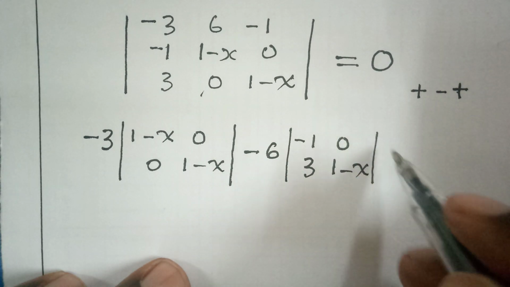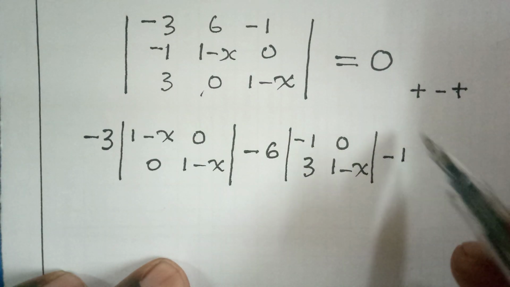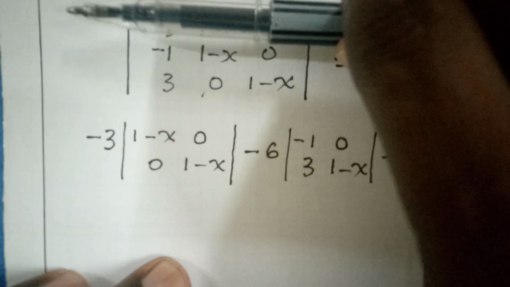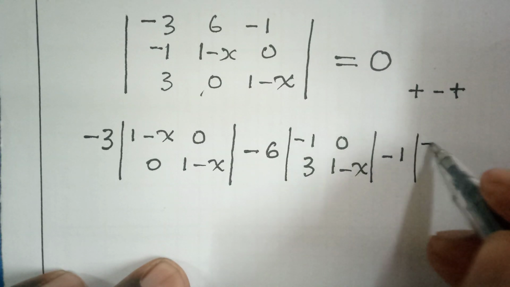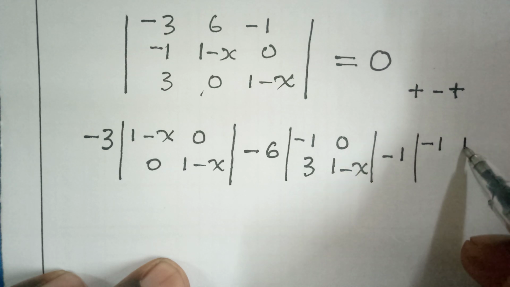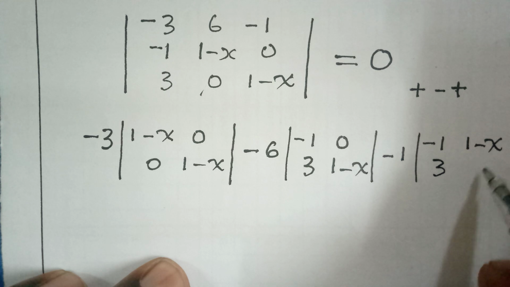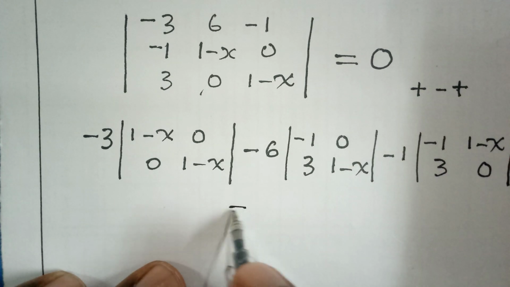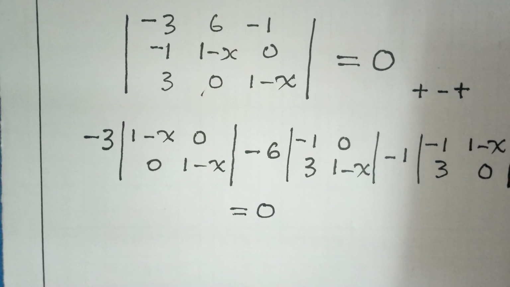From there guys, we go to now -1. For -1, we cover that column and that row. So we are left with -1. Then 1 minus x. We have 3. And then we have 0 there. All this gives us 0. So let's now continue.